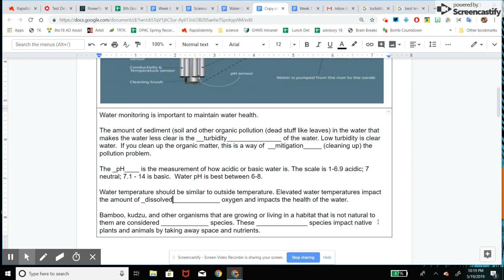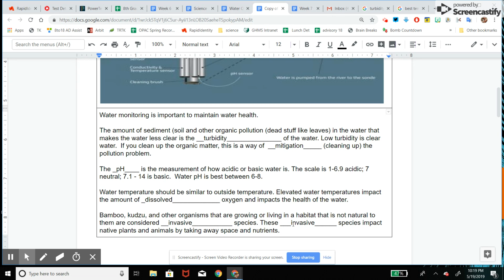If there's bamboo and kudzu and other organisms just growing anywhere in a habitat where they're not supposed to be, they are considered invasive species. Just like somebody comes and kicks in your door and invades your house, they are an intruder, they're invasive, they're invading you. So an invasive species. These species impact because they take up space where other things should grow and take the nutrients away. Kind of like weeds in a field.